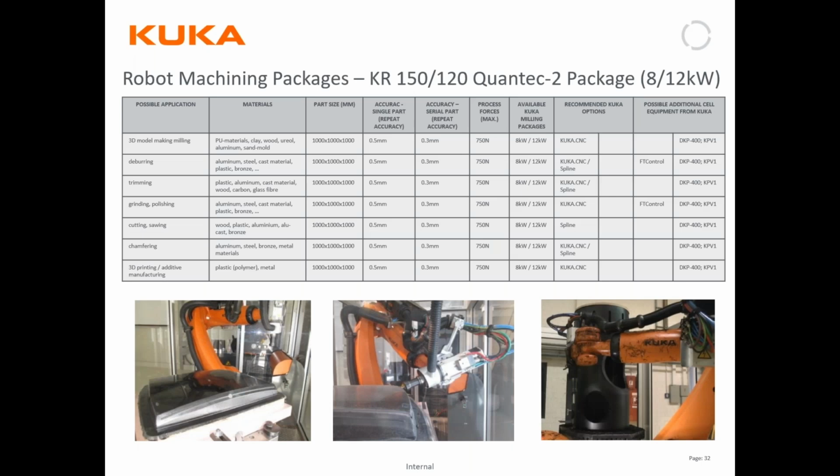Then the Quantec 2 package for KR150 and 120. Here we offer 8 kilowatt and 12 kilowatt spindle package. The applications: 3D model making, deburring, trimming, similar to the IronTech series. The materials here: clay, wood, aluminum, steel, cast iron, and so on can be used here. The part size is 1000 by 1000 by 1000. The single part accuracy observed here was 0.5, whereas the serial part was 0.3. The maximum process force it's suitable for is 750 newtons.